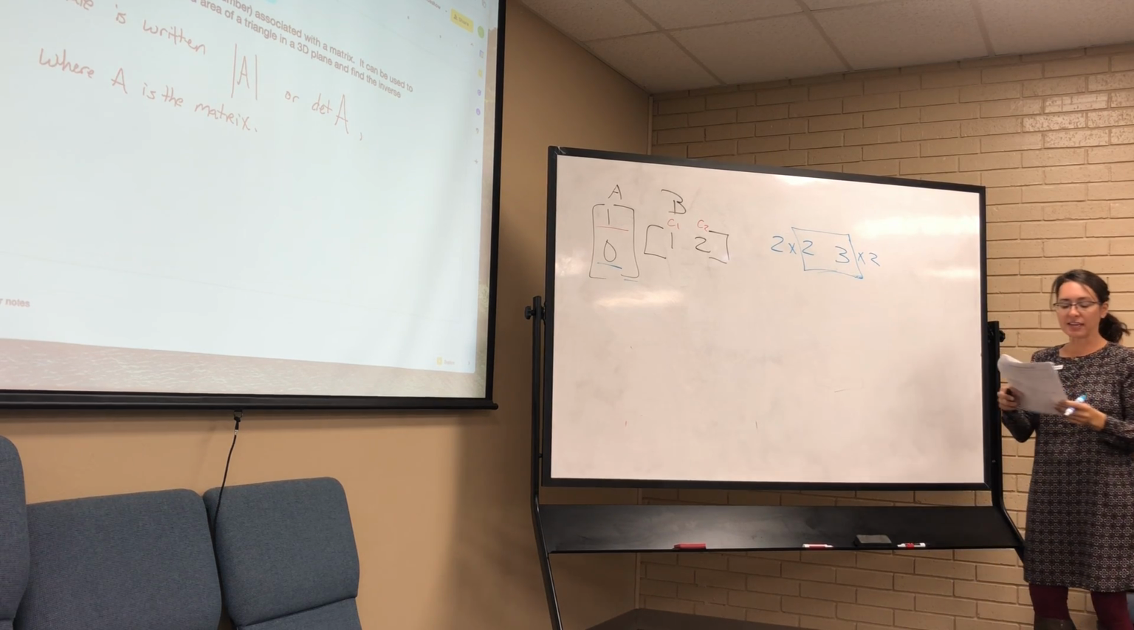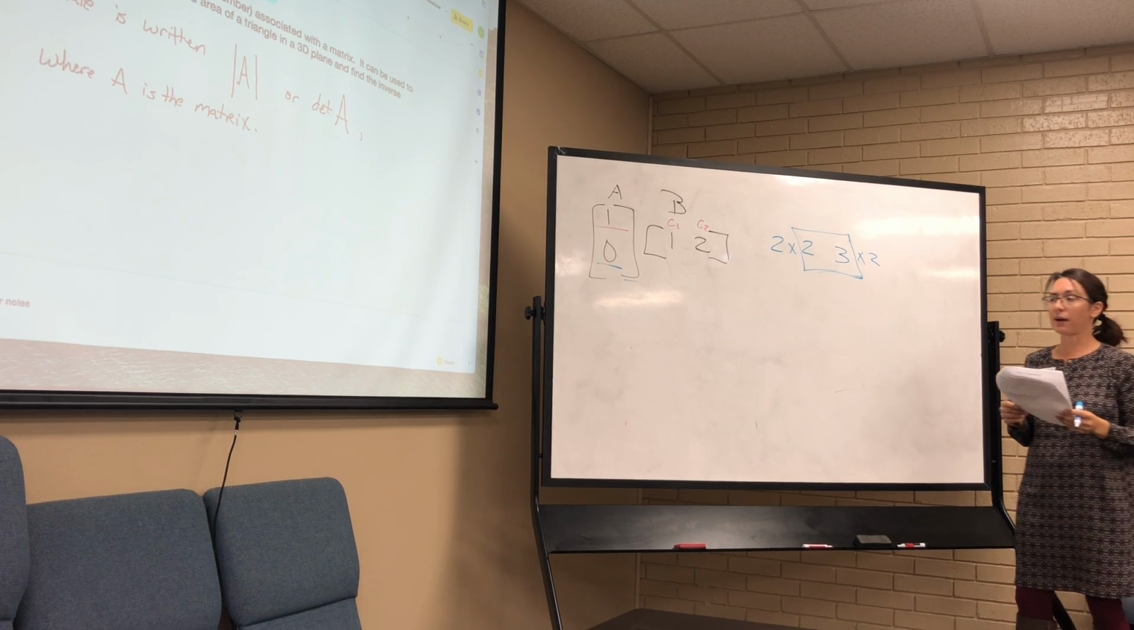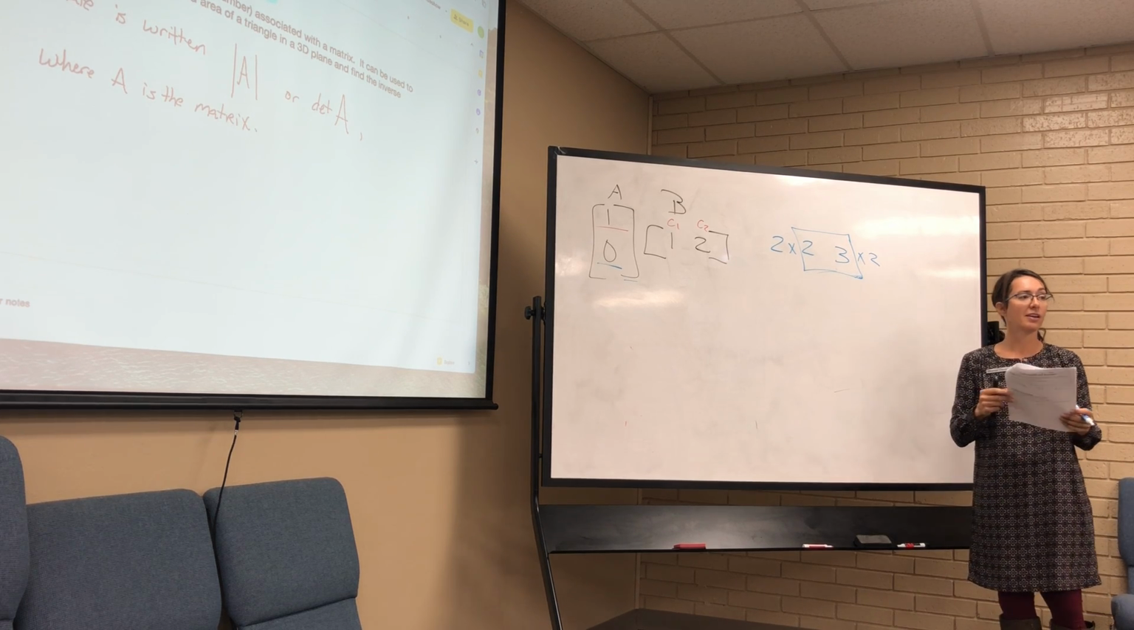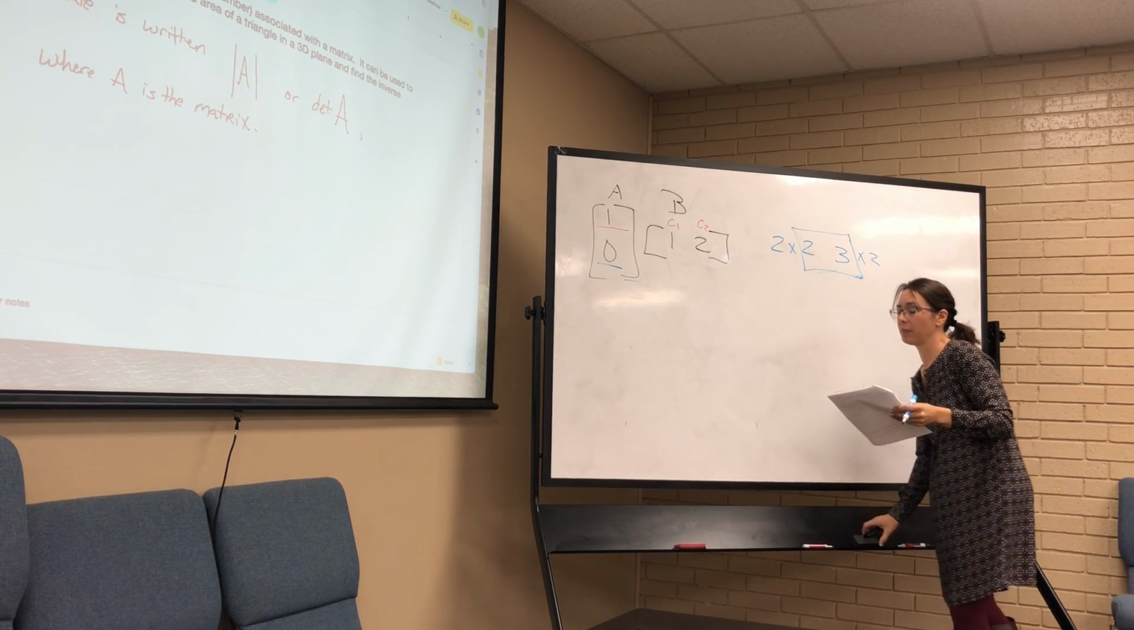Okay. Number 6 should be, it's a 2 by 2 multiplied by a 2 by 2. So we end up with a 2 by 2. The answer should be a 2 by 2. All right.